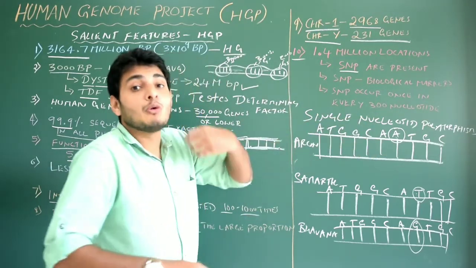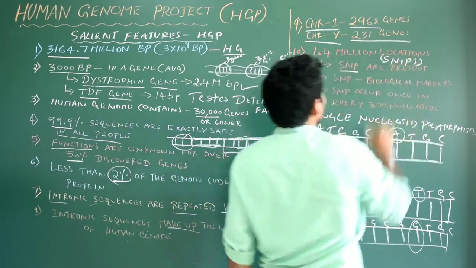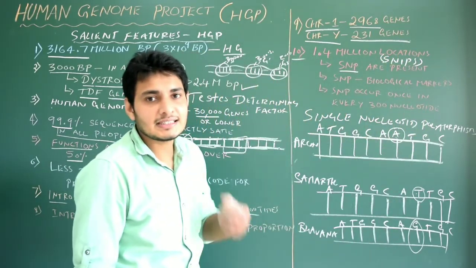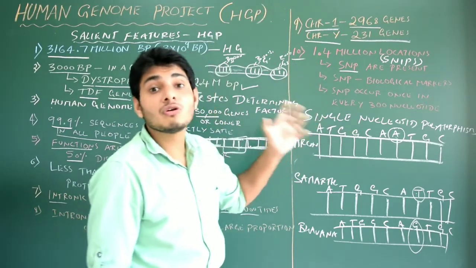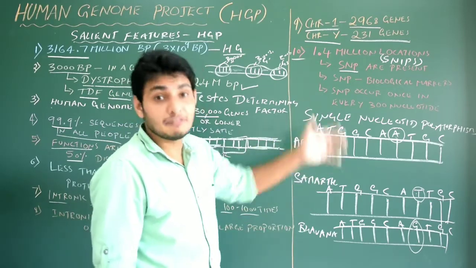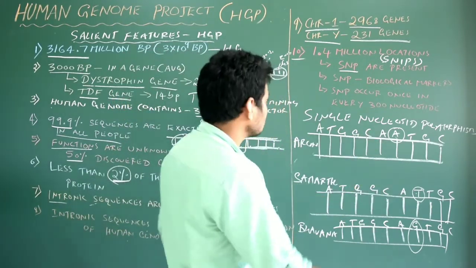So, single nucleotide polymorphism, SNP. How do you pronounce it? It should be pronounced as SNPs. Don't say S and P, you have to pronounce it as SNPs. How many SNPs are there? 1.4 million SNPs are there, and they differ in each individual. Single nucleotide polymorphism. I hope you understood that.